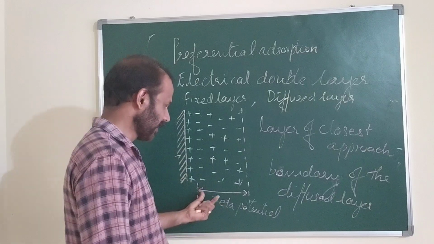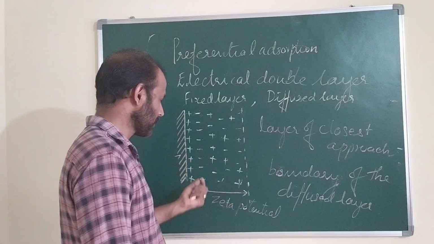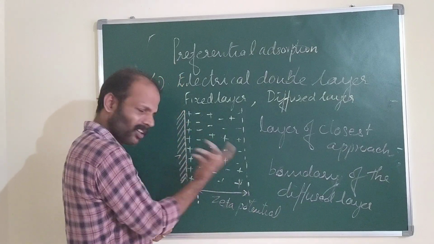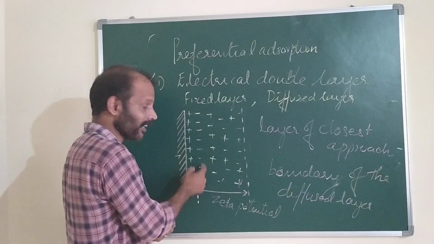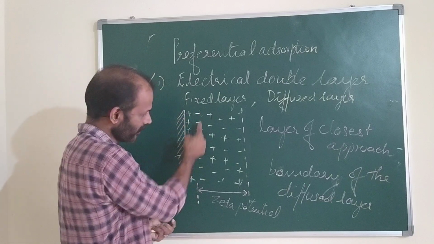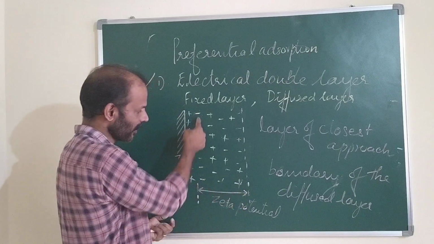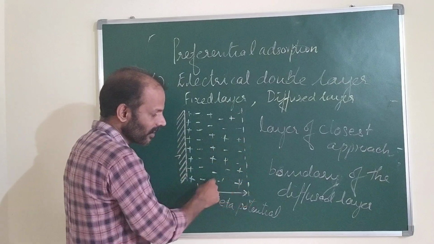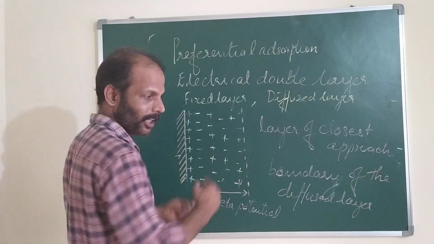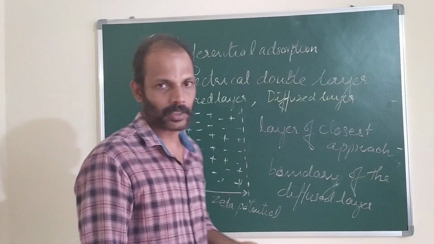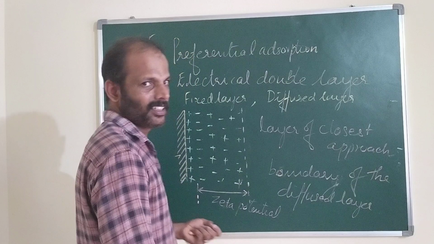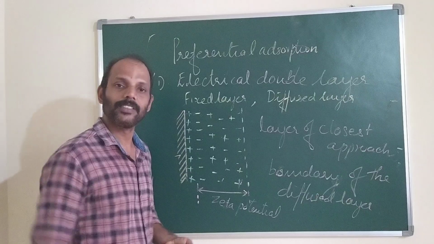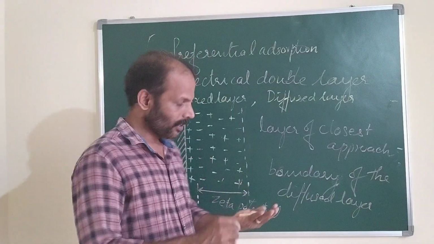I repeat, the potential created between the layer of closest approach to the fixed layer, that is this layer, and the boundary of the diffused layer, that potential is known as zeta potential. Clear? Or we can say the potential created between the Stern layer and the boundary of the Gouy-Chapman layer is known as zeta potential.